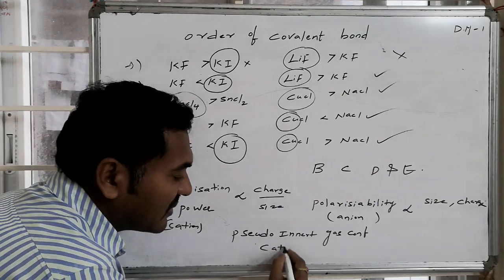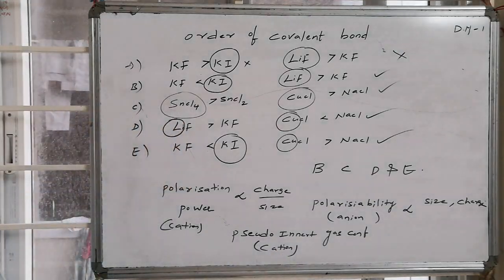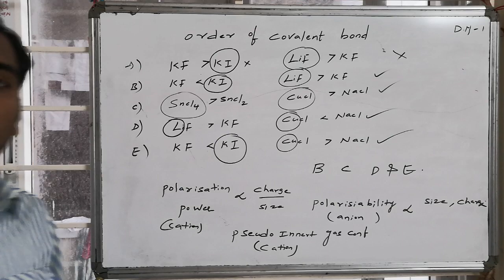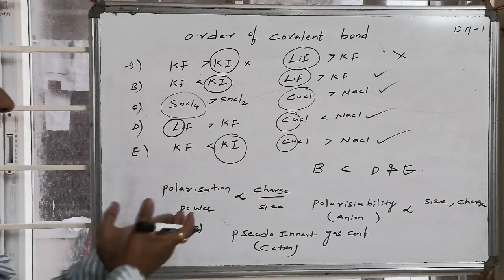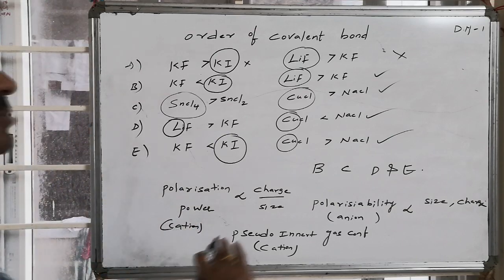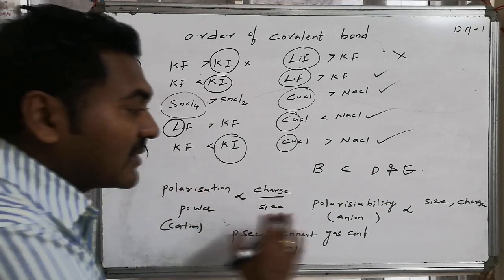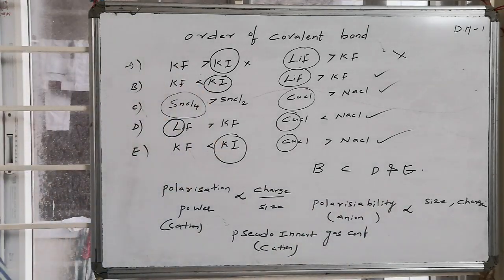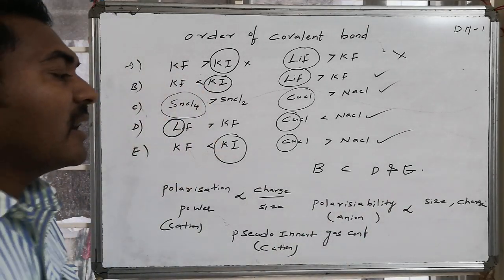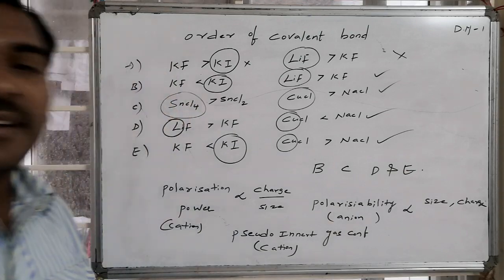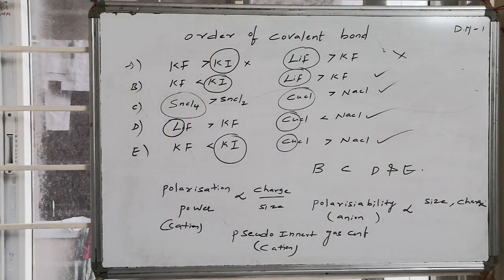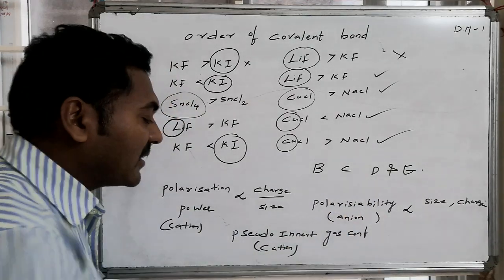It is generally present for the cation. The more the pseudo inert gas configuration implies what? More covalent in nature. Hence, higher polarization power. Suppose if polarizability is same, the more the polarization power, more will be the covalent character. If polarization power is same, then the deciding factor is polarizability. Higher the polarizability of the anion, higher will be the covalent character, relatively higher will be the covalent character.